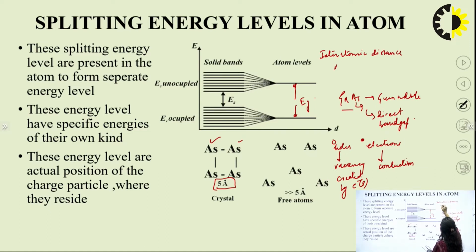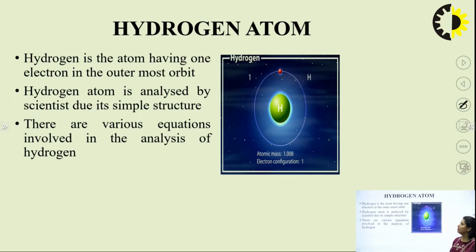For the arsenide, between two arsenide atoms, it is around 5 angstrom. As in the first structure, it is around 5 angstrom, which has properly arranged atoms. Arsenic is properly arranged in the form of a crystal. But if the arsenide is arranged in a random fashion or in an amorphous type of structure, or we can say free atoms are there, in that case the interatomic distance increases and is greater than 5 angstrom.